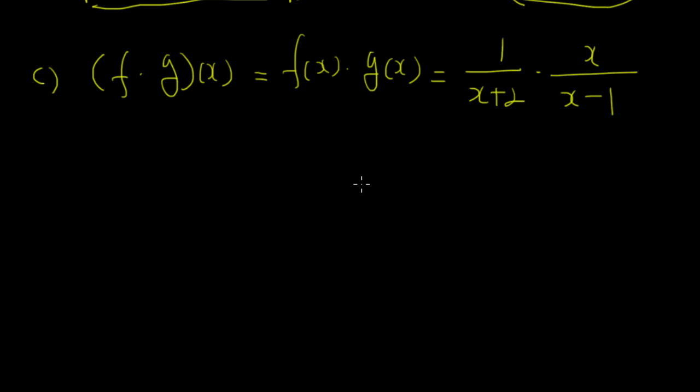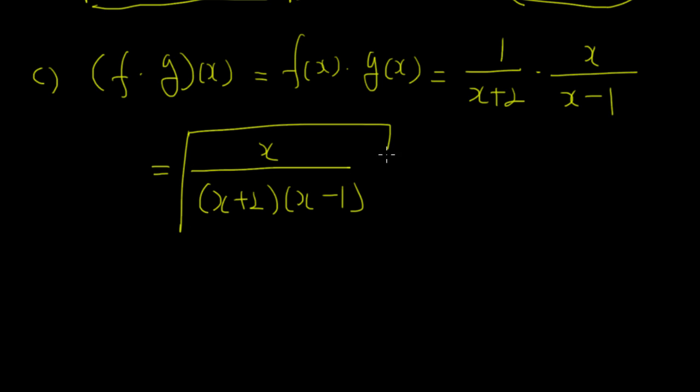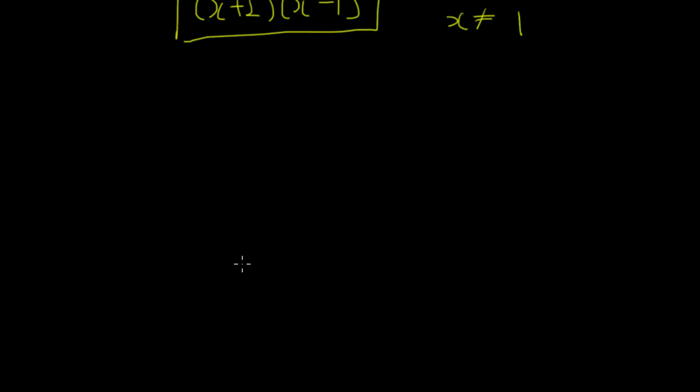So how do we multiply it? You multiply the tops together, you multiply the bottoms together. So this would be 1 times x, it's just x. This you don't have to expand, you just write x plus 2 times x minus 1, and that's it. That's the final answer. How easy is that? And of course, you have to say x cannot be equal to negative 2, x cannot be equal to 1. We don't want any one of those denominators to go to 0. So easier, right?